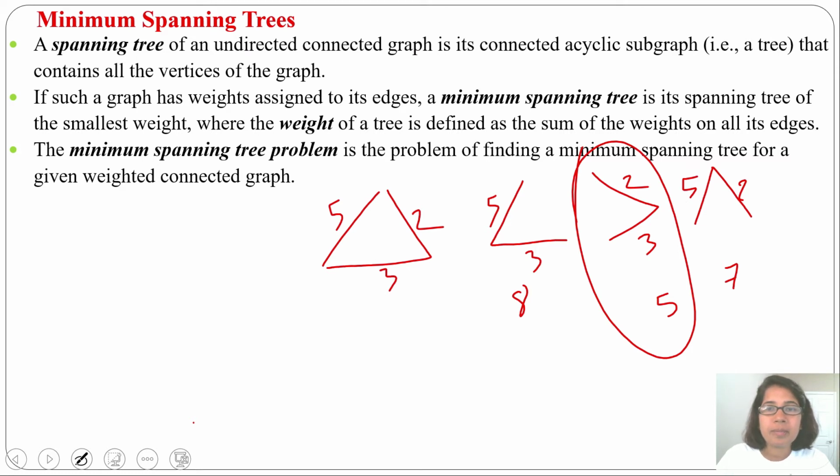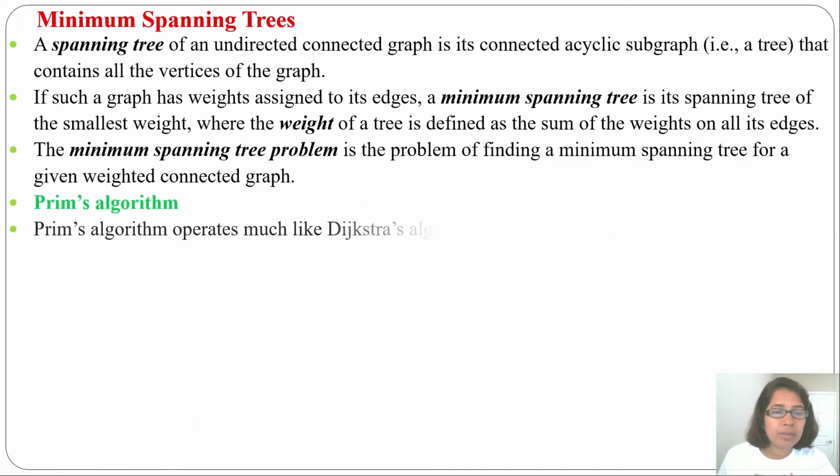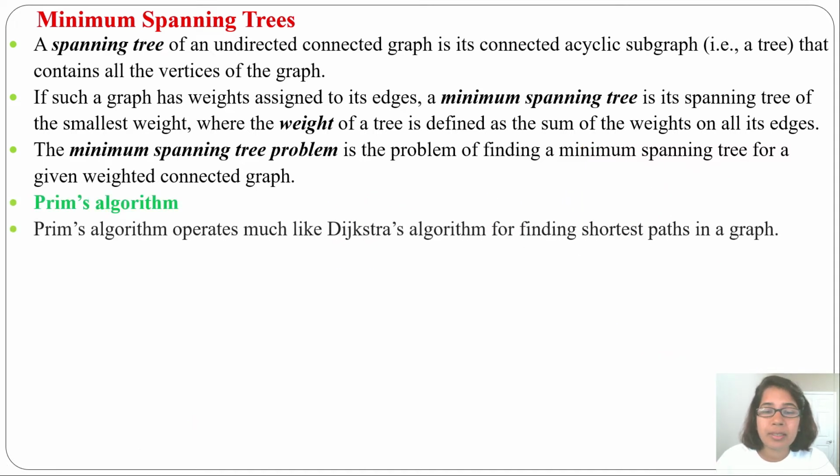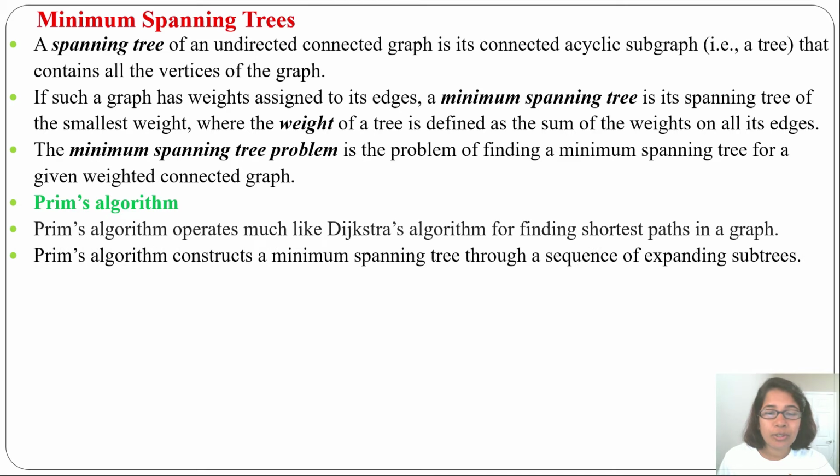First, I will discuss Prim's algorithm for finding minimum spanning tree. Prim's algorithm operates much like Dijkstra's algorithm for finding shortest path. Dijkstra's algorithm is a single source shortest path. From one source, we can find shortest path to every vertex. So Prim's algorithm constructs a minimum spanning tree through a sequence of expanding subtrees. Initially, there will be one vertex. Start vertex will be given.